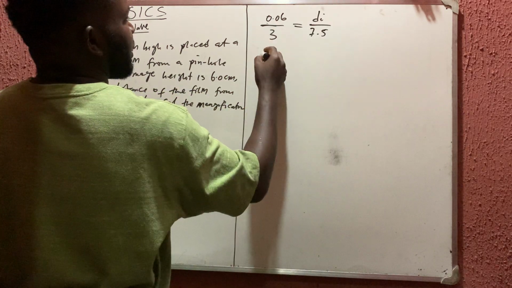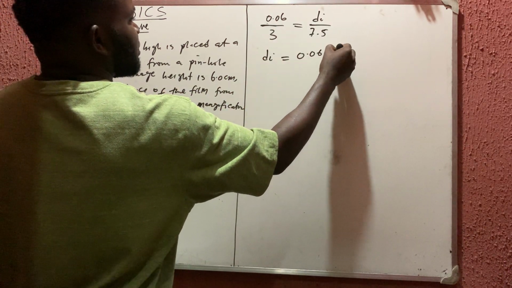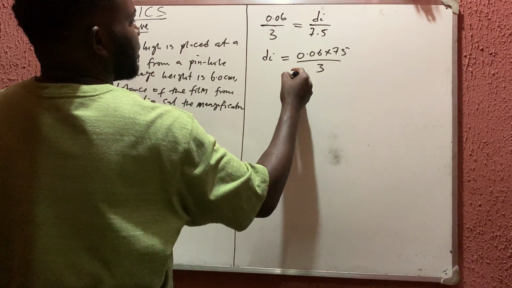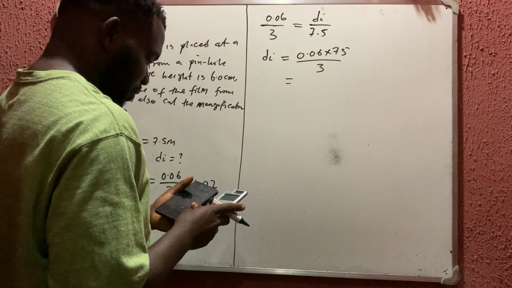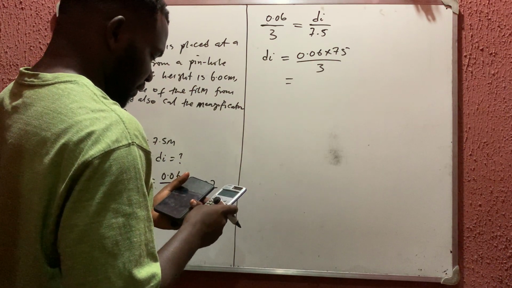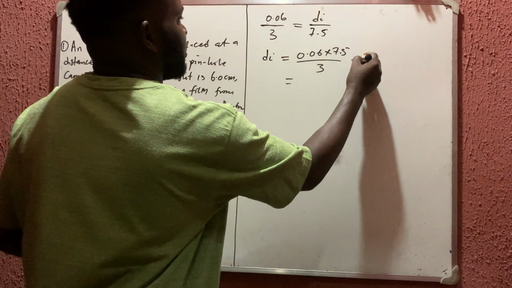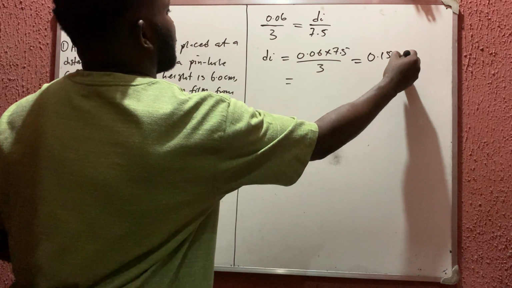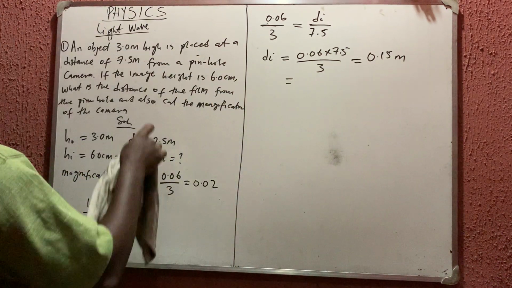So if you cross multiply, you're going to have that the image distance will now be 0.06 times 7.5 divided by 3. So I'm going to have 0.15. That is equal to 0.15 in meters. So this is very, very simple. So let's move to the next question.